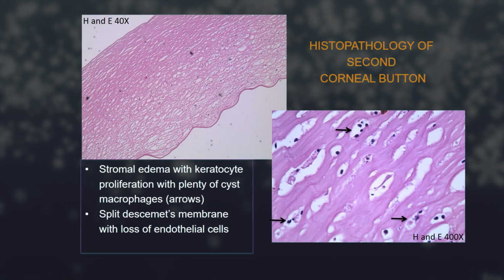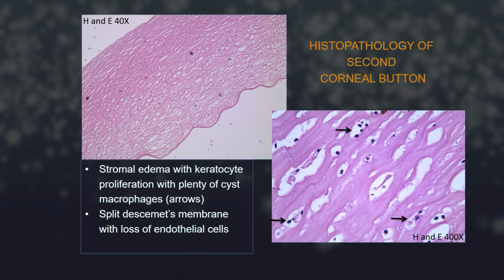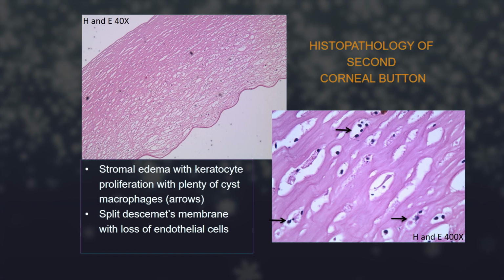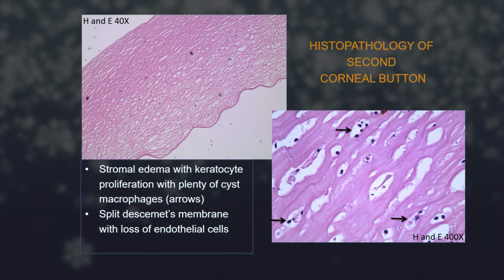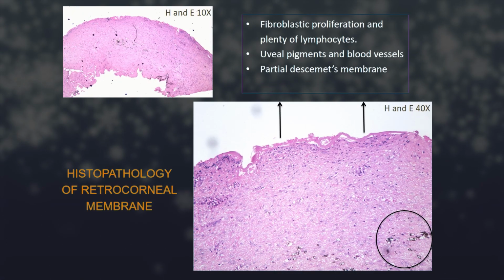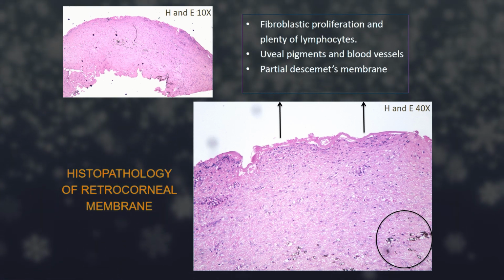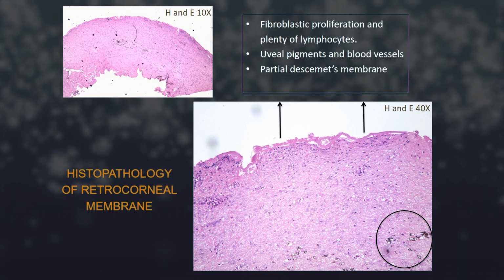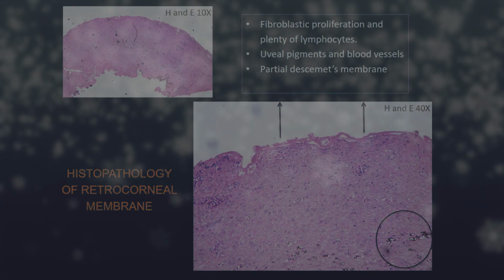Histopathology of the second corneal button revealed stromal edema with keratocyte proliferation with plenty of cyst macrophages. There was a split Descemet membrane with loss of endothelial cells. There was no evidence of infection. The histopathology of the retrocorneal membrane revealed a fibroblastic proliferation and plenty of lymphocytes. There were uveal pigments and blood vessels, and a part of the Descemet membrane was attached to this retrocorneal membrane.